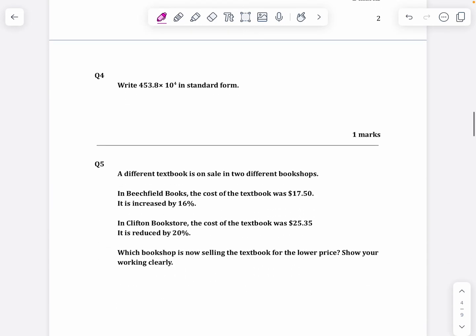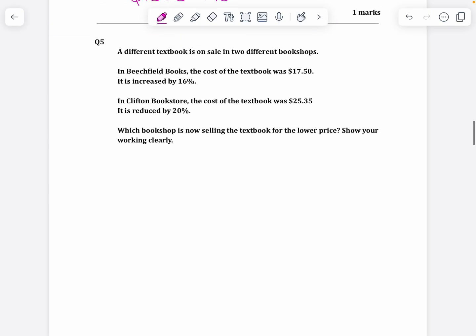Right, write this number in standard form. It is not in standard form because this part is not between 1 and 10. So in order for it to be between 1 and 10, we want the decimal point to be here to make it 4.538. Now we've moved it 2 times. So we're going to add an extra 2 onto the indices here, so it becomes 10 to the power of 6. So 4.538 times 10 to the power of 6.